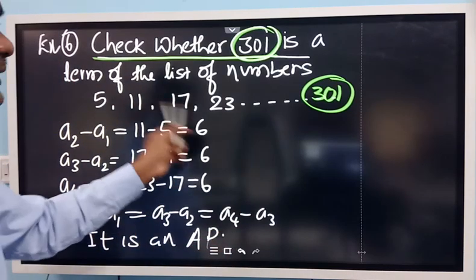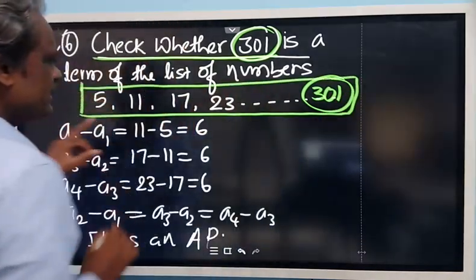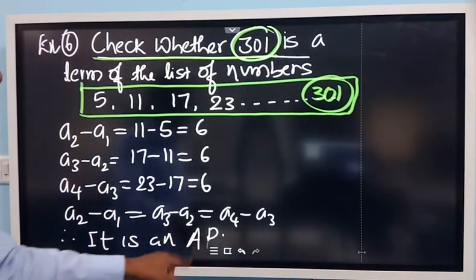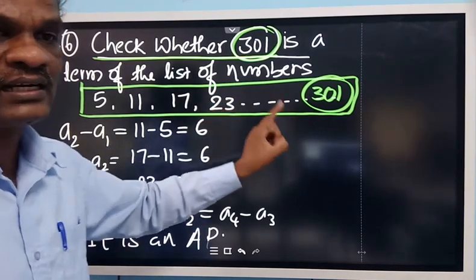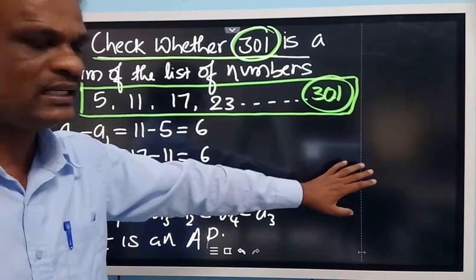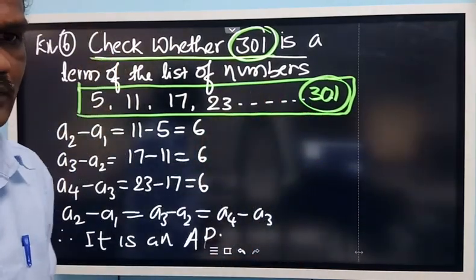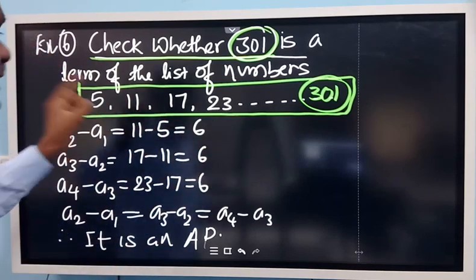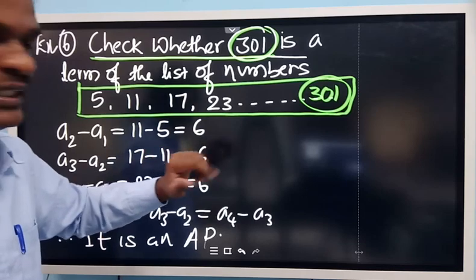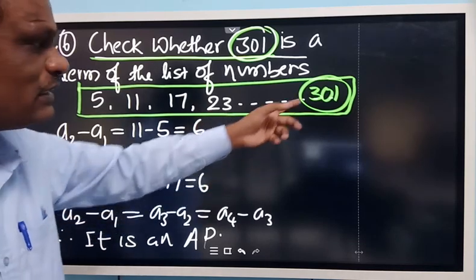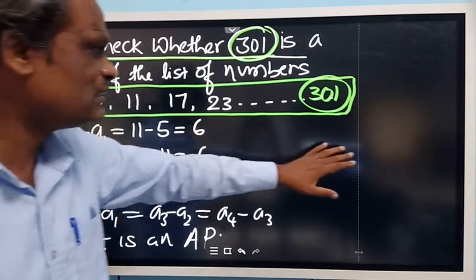After proving that the list of numbers given is an AP, we have proved that. Now let's go and find out whether 301 is there or not. Let us take this 301 as some nth term. We do not know. First term I can say is 5, second term is 11, third term is 17, fourth is 23. But for 301 we cannot tell now. So let us find out where it exists.